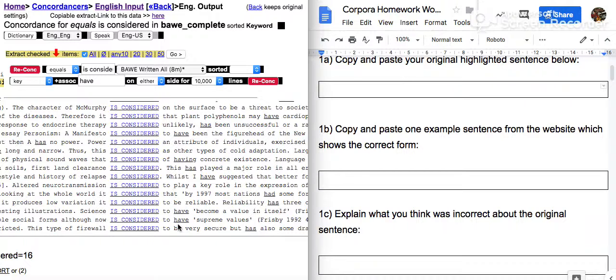So what you might realize is the pattern that we're looking for is when we've got subject is considered, we should have the infinitive, or we should have to, and then be followed by the infinitive.